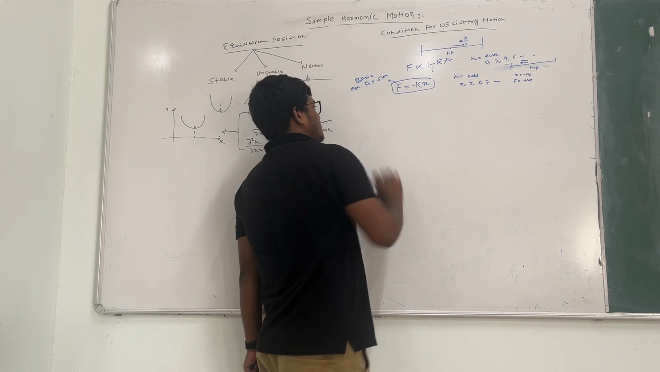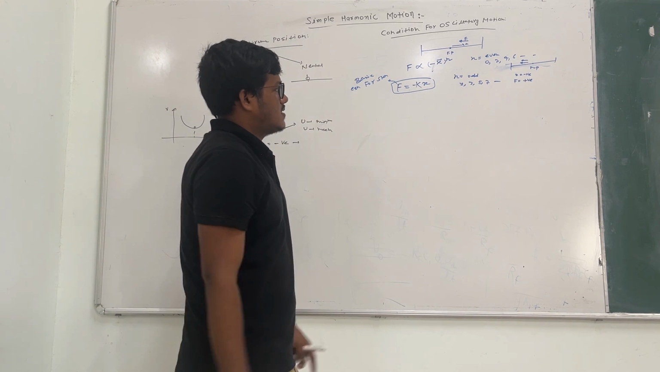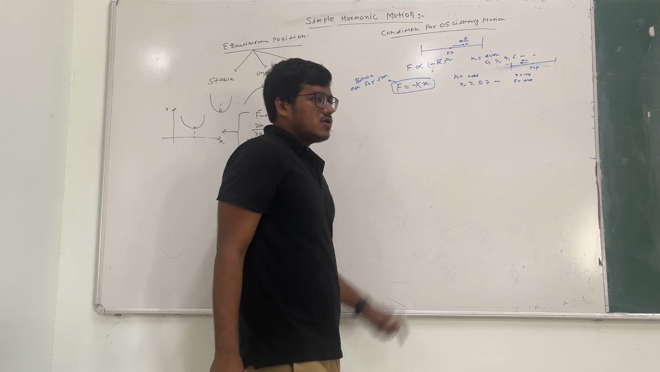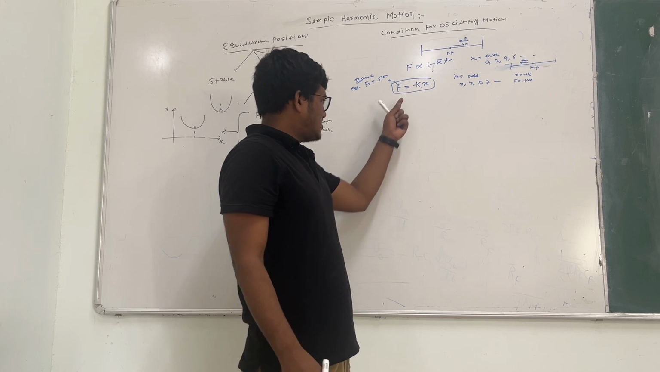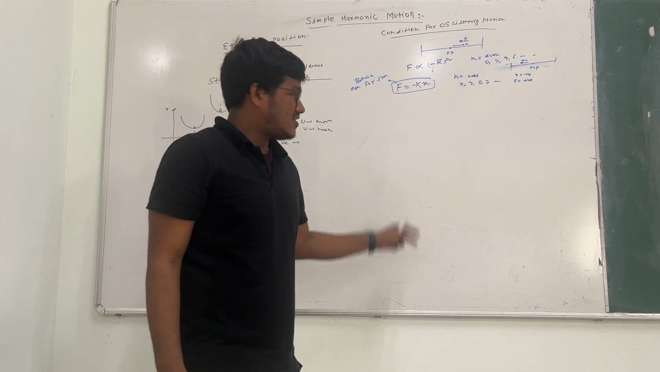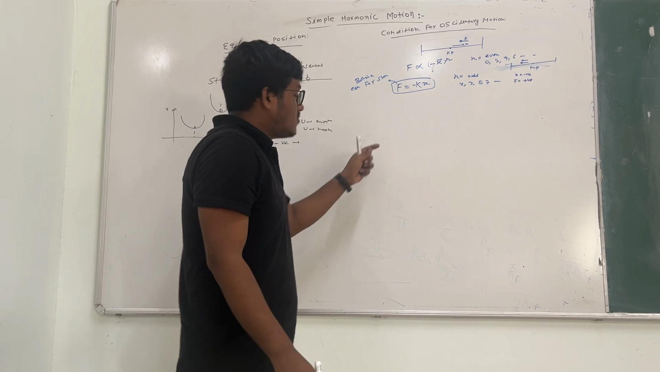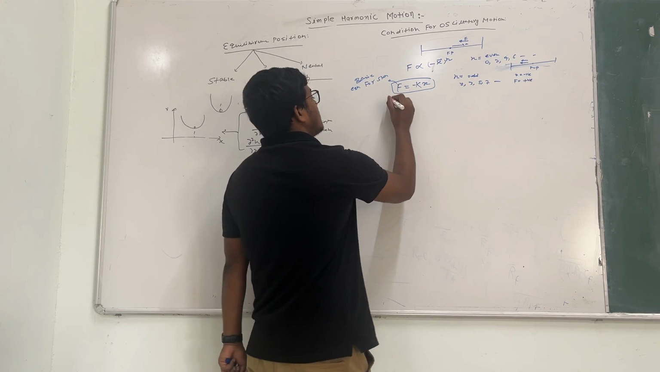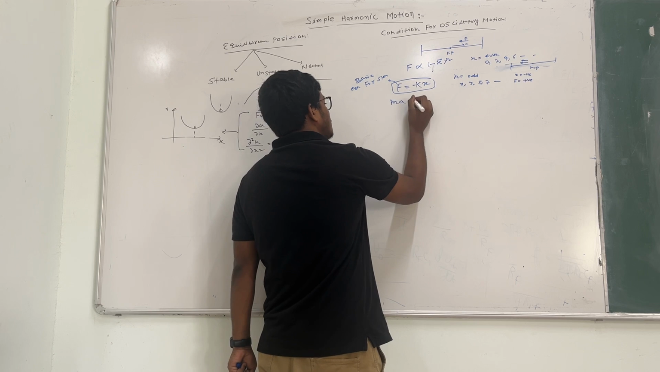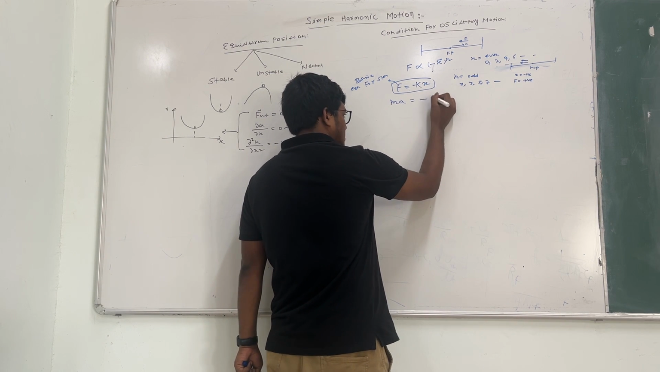So this must be satisfied to perform simple harmonic motion. Now we know from Newton's law, this is basically the net force on the system. So the net force on the system must be in this form to perform oscillatory motion. From Newton's law we know that net force is nothing but mass times acceleration. We can write this net force as mass times acceleration, and it is equal to minus kx.